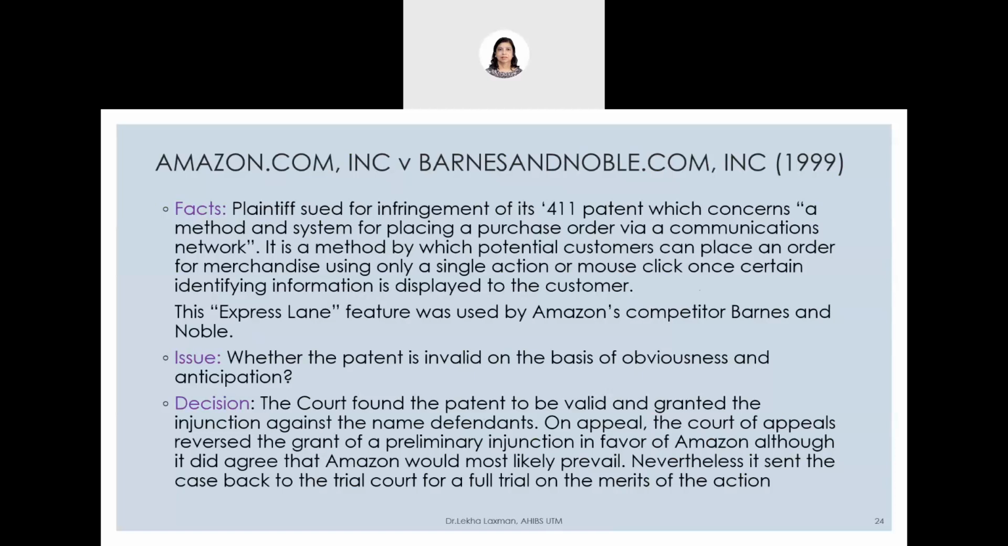Because the patent that Amazon.com had obtained was so wide, it was able to capture any other similar features brought by other e-businesses. So you can see how patent claims that are wide can prevent other competitors. It can even prevent innovation from taking place. All right. So this is a perfect example of that case.